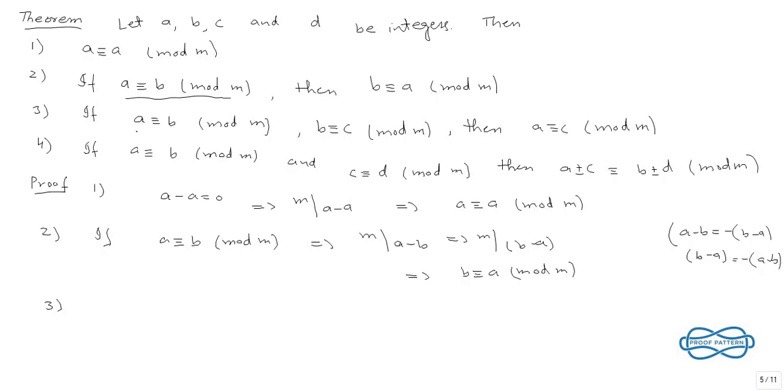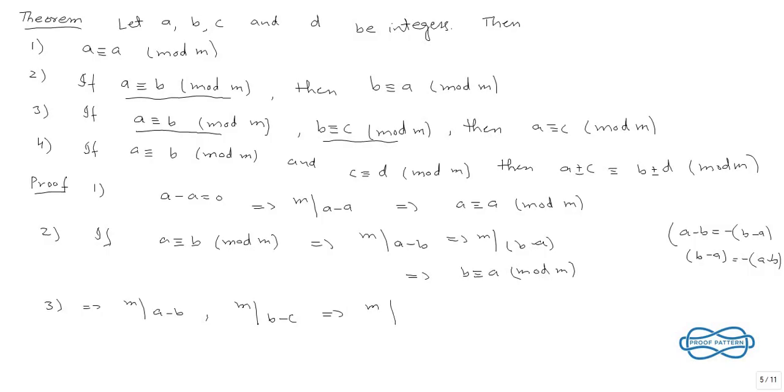Because it is given that A is congruent to B mod m, this means m divides A minus B. Also it is given that B is congruent to C mod m, so m divides B minus C. And if m is dividing A minus B and m is dividing B minus C, then m divides their sum as well.